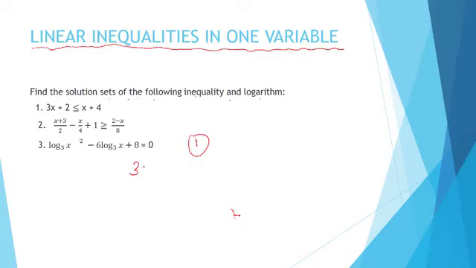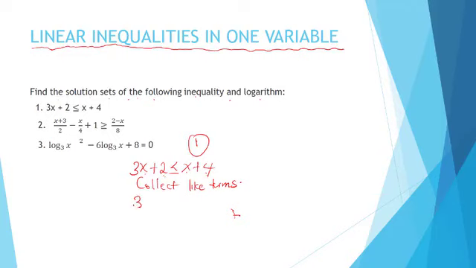Question 1 says 3x plus 2 less than or equal to x plus 4. Now the first thing we have to do here is to collect like terms. Collecting like terms simply means taking the x terms to one side, and the constant terms that don't have any alphabet attached to them, you take to the other side.